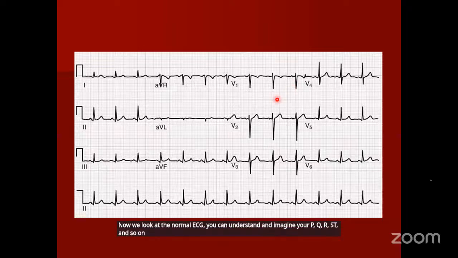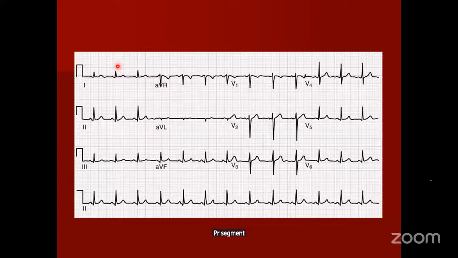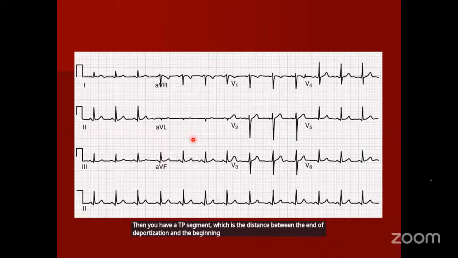So whenever you see a P wave, atrial depolarization, PR segment is actually the AV nodal delay. Your QRS complex is the ventricular depolarization. ST segment is the gap, and the T wave is ventricular repolarization. Then you have a TP segment, which is the distance between the end of repolarization and the beginning of ventricular depolarization. What are our right and superior leads?